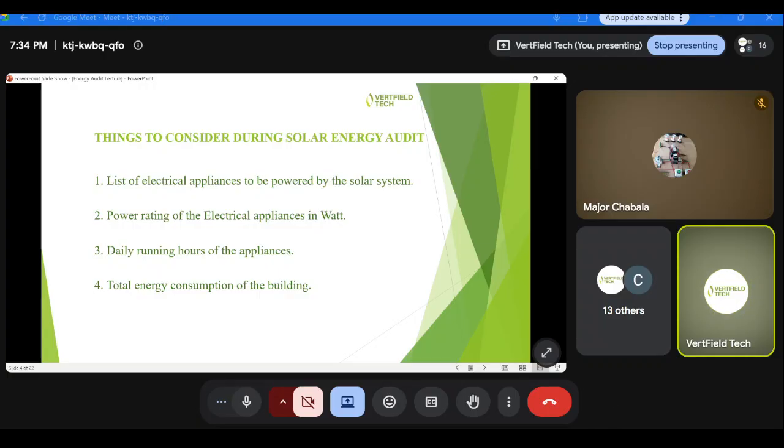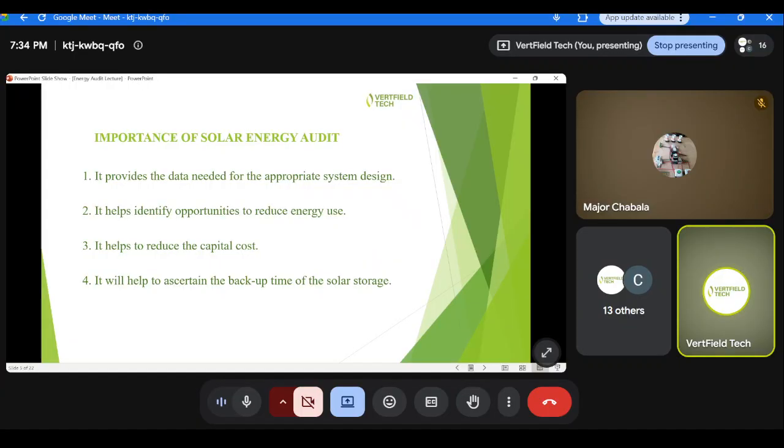So let's proceed right now. Importance of solar energy audits. It provides the data needed for the appropriate system design. It helps to identify opportunities to reduce energy cost. It helps to reduce the capital cost. It will help to ascertain the backup time of the solar storage. Yes, there are so many other things you need to know about the solar energy audit. However, this is as much as we can display on the screen.